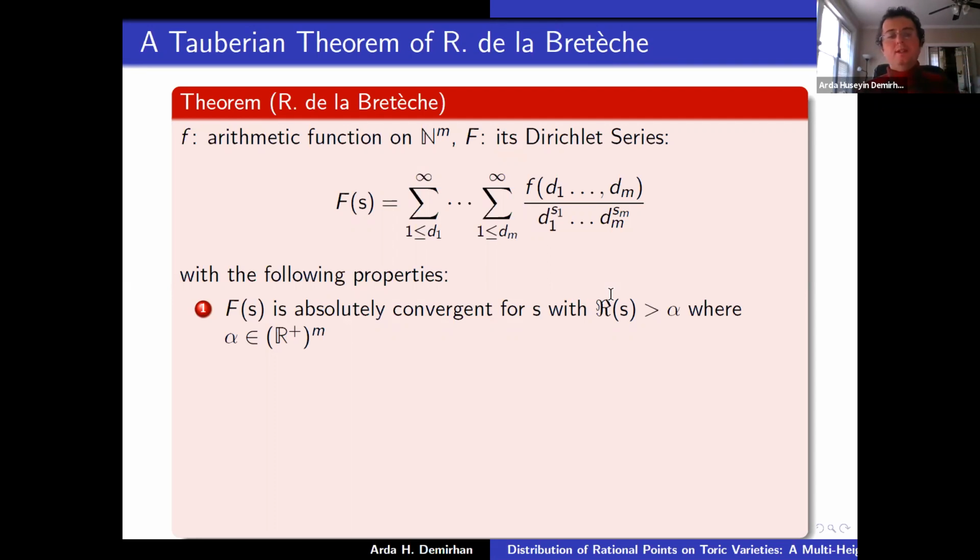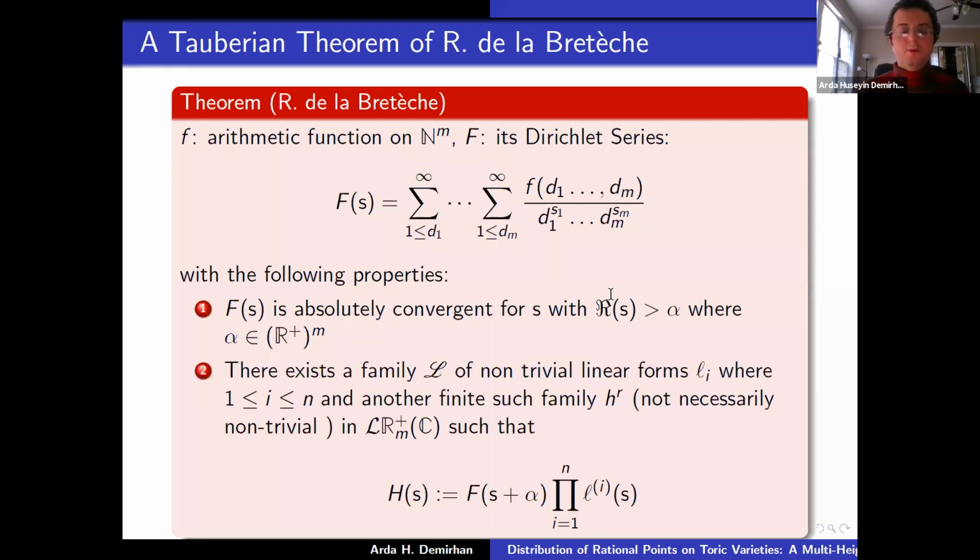So now I'd like to bring the point to the Tauberian theorem of Demirhan, because we are right there. This is the exact location that we need to talk about. Say we have an arithmetic function on N^m, and say we have its Dirichlet series with these properties. The conditions are that we want this to satisfy three properties, P1, P2, and P3, as I said in a parallel way for the argument.